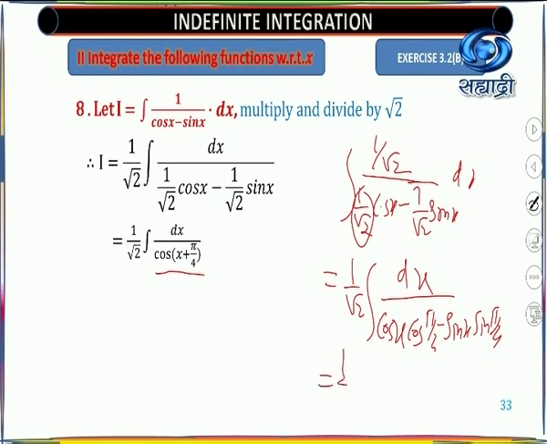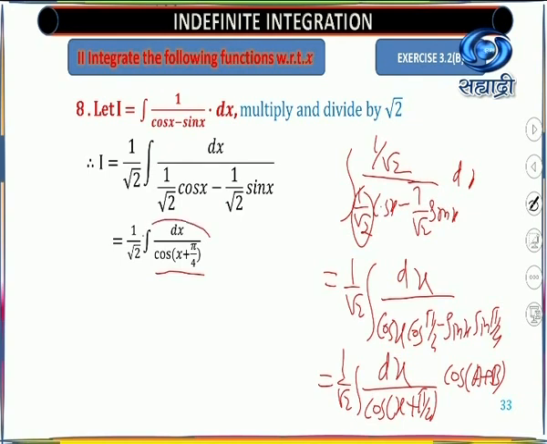Which gives you 1 upon root 2 integral dx upon cos of x plus pi by 4. You are using here the expansion of a plus b. What is the expansion of cos a plus b? Cos a cos b minus sin a sin b. Okay, so from that you will get these values. So you are getting integral dx upon cos of x plus pi by 4. Okay, we'll start with that.